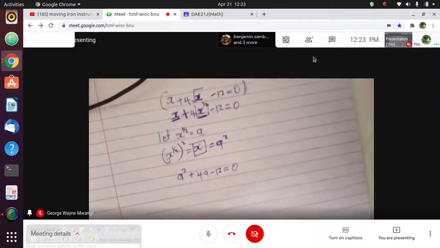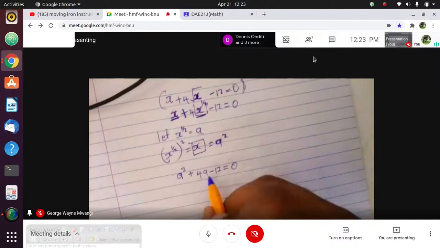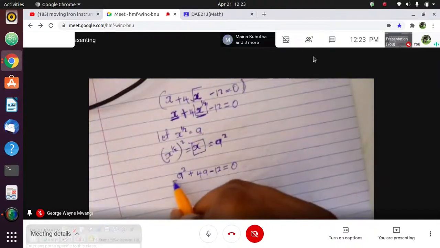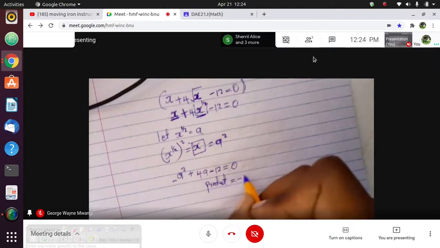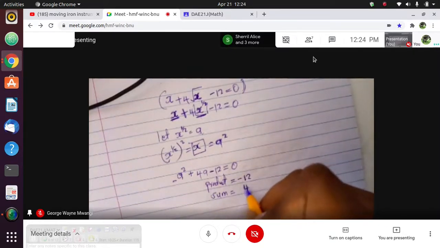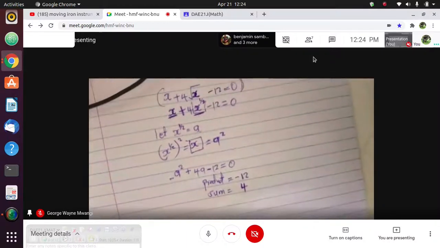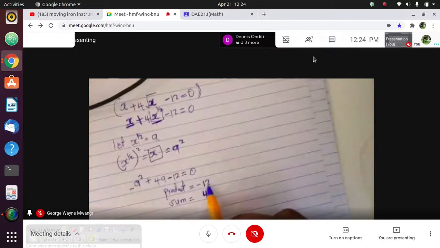Okay. Now, let us find the factors that when I multiply will give me minus 12, and when I add them, give me 4. What will be my answer? Which factors of 12 will, when I multiply, give me minus 12, but when I add them, they'll give me 4.